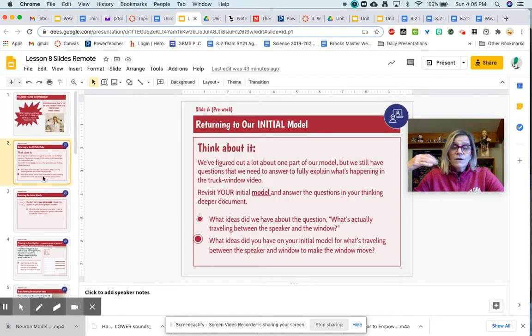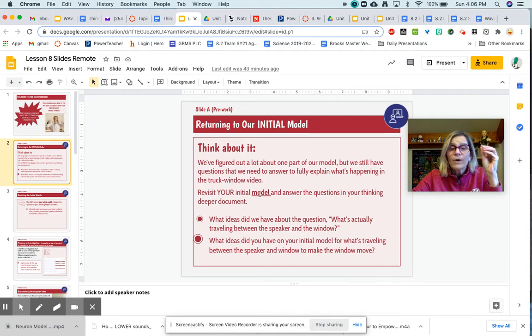Okay, so then think about this. The first thing you're going to do is go back to your initial model. You want to read every slide. So I'll go through the first one with you, and then the rest of them you do on your own. It says, think about it. We figured out a lot about one part of a model, but we still have questions that we need to answer to fully explain what's happening in the truck window video. So you want to revisit your initial model and answer the questions in your Thinking Deeper document.